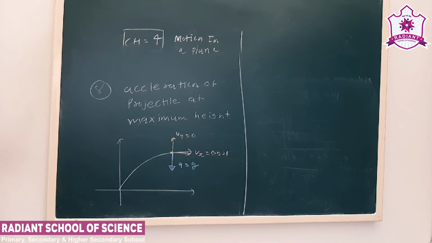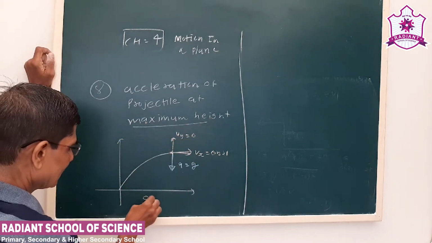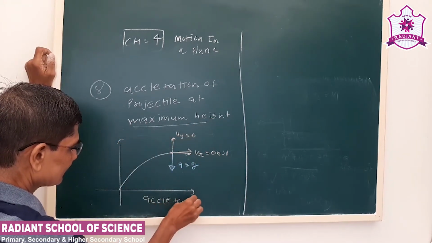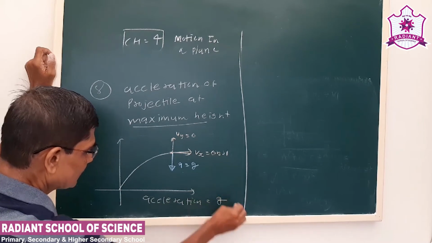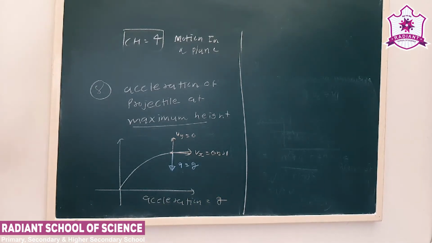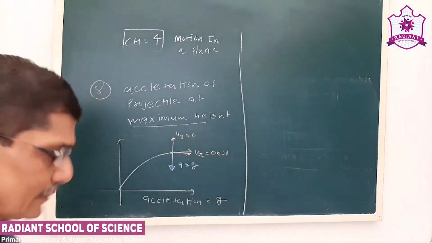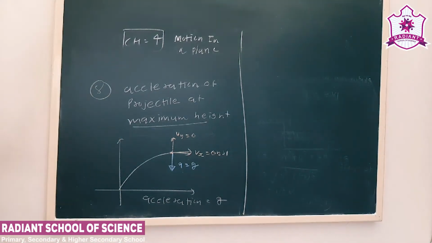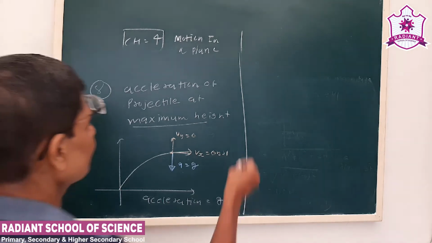So at maximum height, the acceleration of the projectile is equal to g. Sometimes they may give the value 9.8 meter per second square or 10 meter per second square. Okay, this is how it is. Now see the next MCQ.